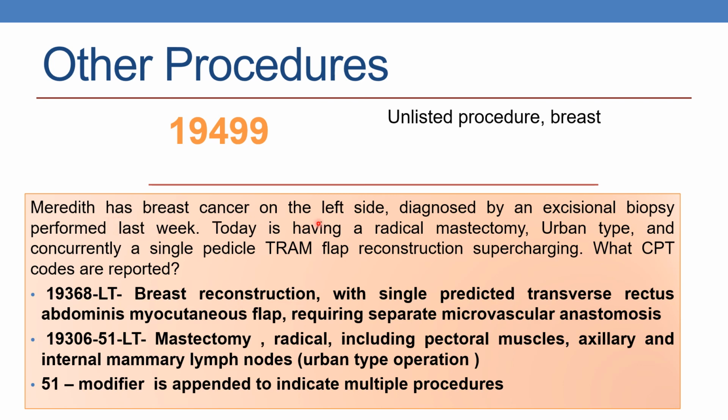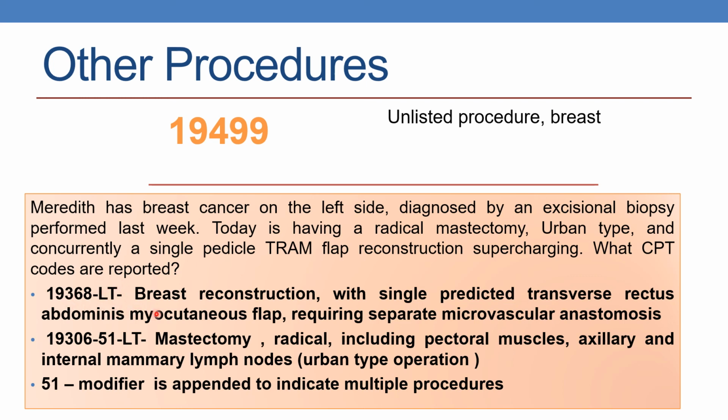Meredith has breast cancer on the left side, diagnosed by excisional biopsy performed last week. Today she is having a radical mastectomy, Urban type, and concurrently a single pedicle TRAM flap reconstruction along with supercharging. What CPT codes are to be reported? The first CPT is 19368 along with the LT modifier to include the laterality of the left side.